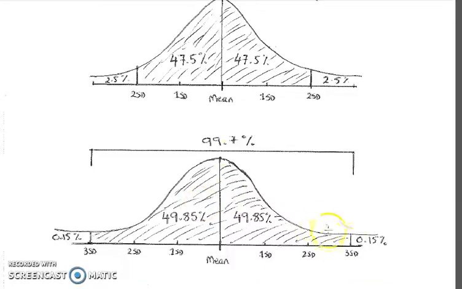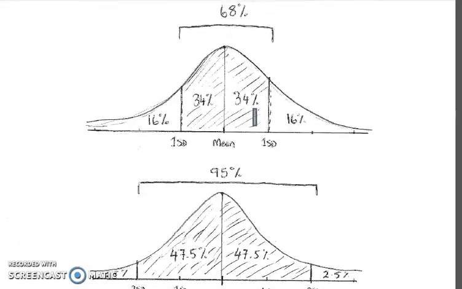The leftover is halved, because we've got half above three standard deviations and half of the leftover below three standard deviations, and is broken down to, as we can see, 0.15% on each side. Knowing these breakdowns is very, very important.